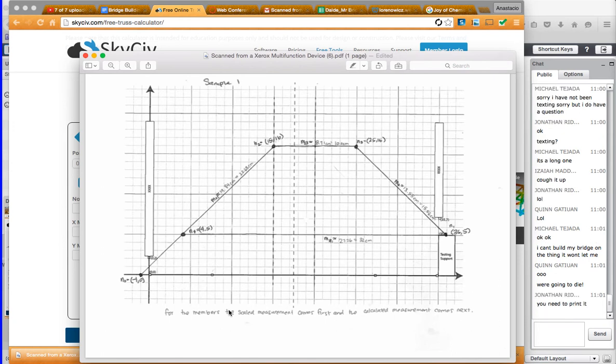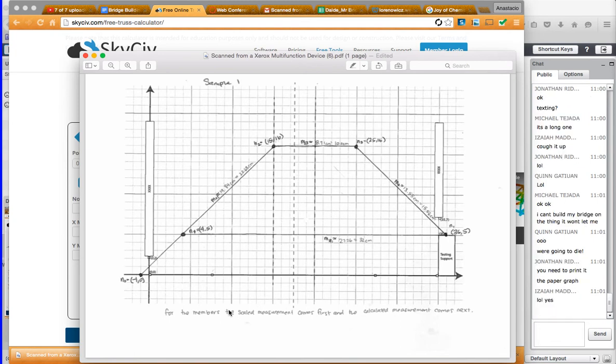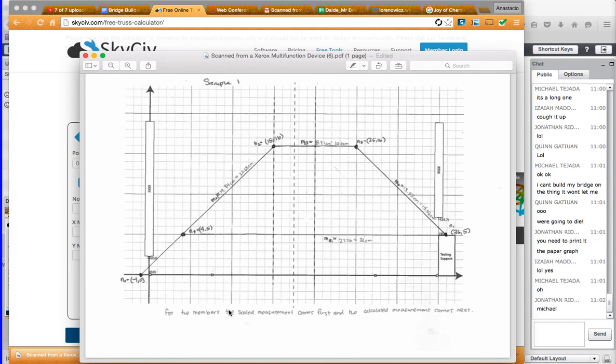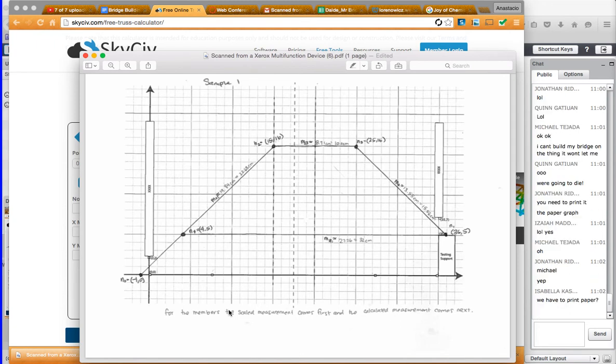You can't build your bridge on the thing. Which thing? What are you talking about? I think he's talking about the testing. On the graph paper? Are you talking about lab 1? You print it up, and then you just draw it on there with a pencil and a ruler. What if you don't have a printer? I have one, I'm just asking for the people.